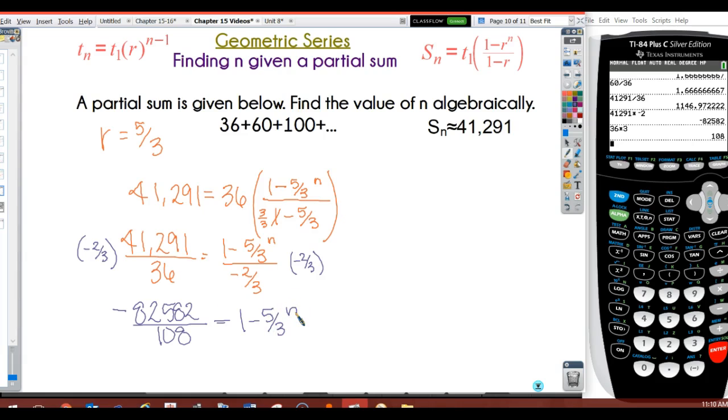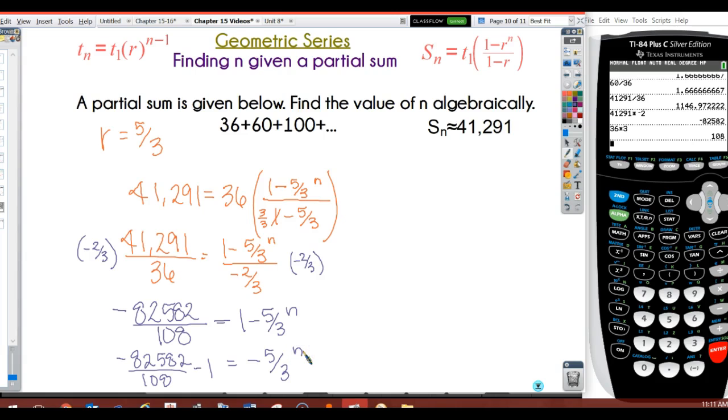From here I can subtract over 1. And so again, I'm just going to leave this as an ugly fraction for now to keep everything exact. So I have this fraction minus 1. Oops, that should just be 108, minus 1 equal to negative 5/3 to the nth.